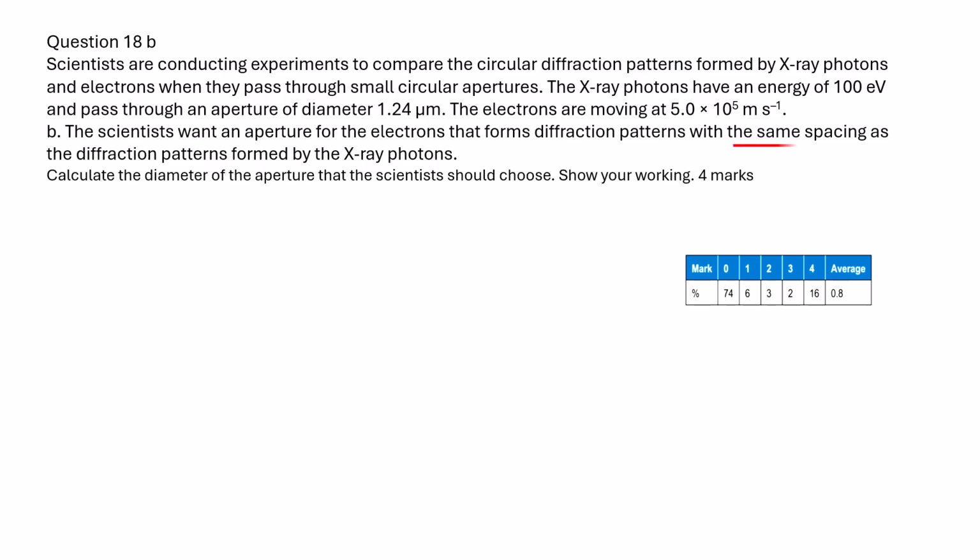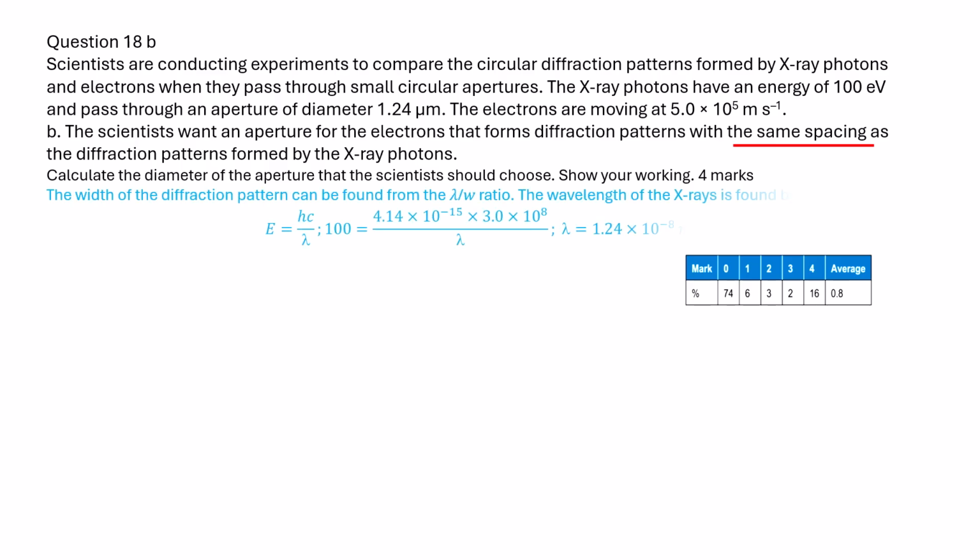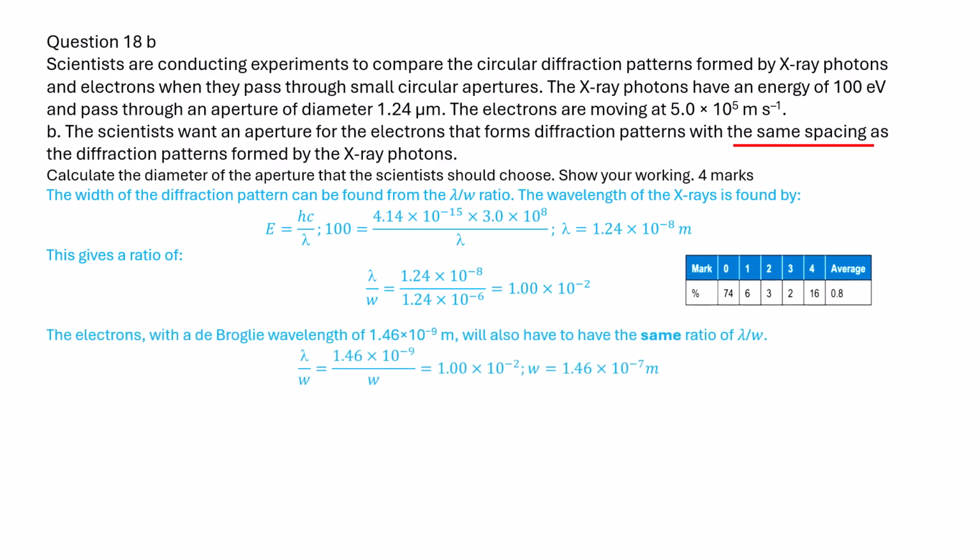The scientists want an aperture for the electrons that forms diffraction patterns with the same spacing as the diffraction patterns formed by the X-ray photons. So, we first calculate the wavelength of the X-ray, and then the ratio of wavelength to diameter. The electrons will also have the same ratio of wavelength to diameter. So, we calculate the diameter of the aperture.